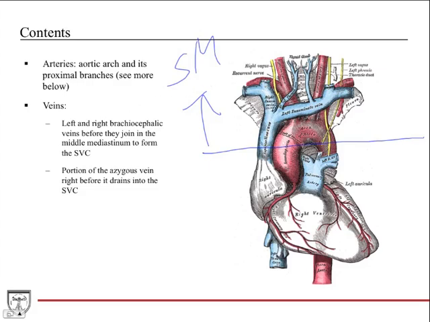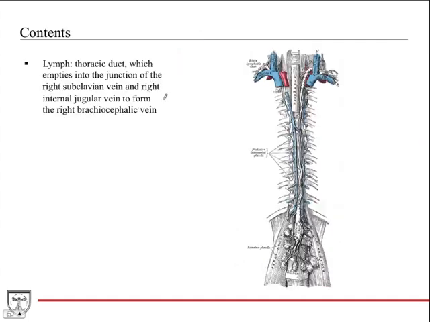Also, to note here is you have the left and right brachiocephalic veins before they join, down here in the middle mediastinum to form the SVC. It also has a portion of the azygous vein right before it drains into the SVC, and you can see that right here, where the azygous vein is coming down and right before it's going to drain here in the SVC. So important lymph structure involved is the thoracic duct that's traveling through.